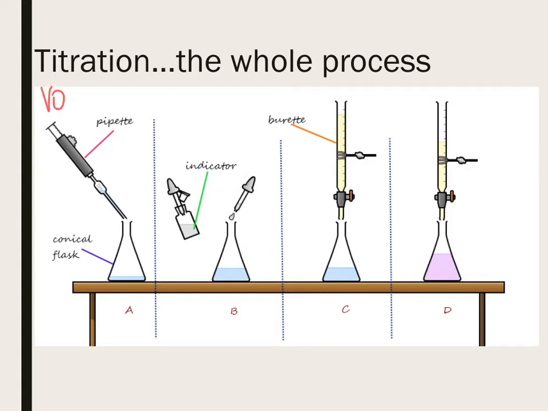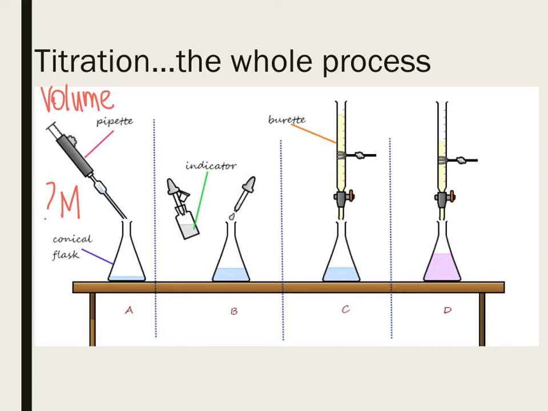We have an initial substance here in part A, and in our initial substance we have a very specific volume being added. They're using a pipette. So we have a volume of a particular substance being put in, and we do not know the concentration of that substance, but we do know how much we put in.